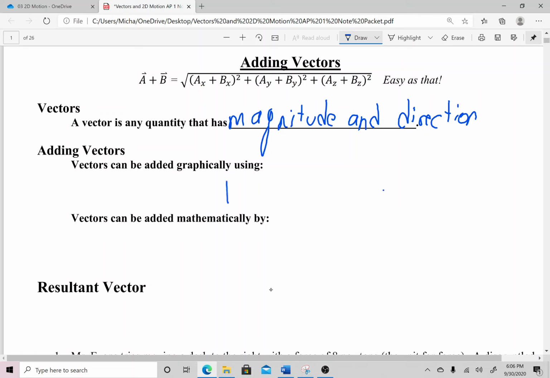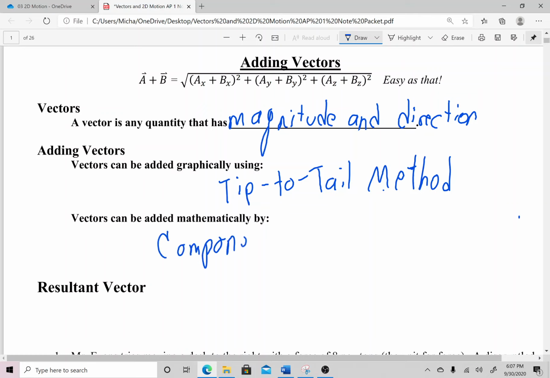Vectors can be added graphically using what we call the tip to tail method. Some teachers will go over this as the parallelogram method, so if you see that online when you're trying to look up information, you might see it called that. Adding graphically basically means drawing a picture of what the resultant vector would look like, and that's what we're going to do for this lesson. For the next lesson, we'll add them up mathematically, so we're actually going to calculate something by using the component method. So that'll come next time. For now, just the tip to tail method will be fine for us.